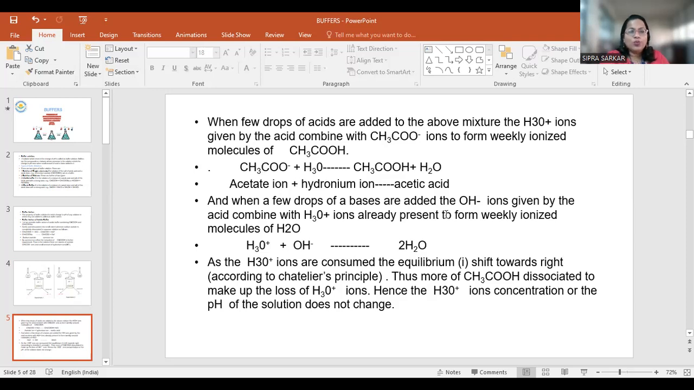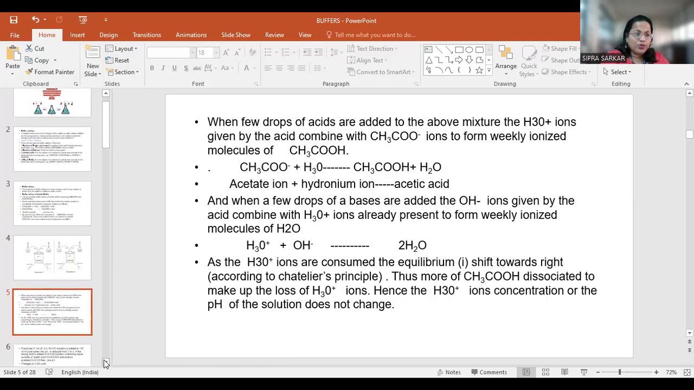So there will be no free presence of excess acid. More CH3COOH is dissociated to make up the loss of H3O+ ions. Hence, the H3O+ ion concentration, or the pH of the solution, does not change, because there will be no obvious excess of CH3COO- or H3O+ ions producing acidity. Okay? So in this way, buffer action is produced.